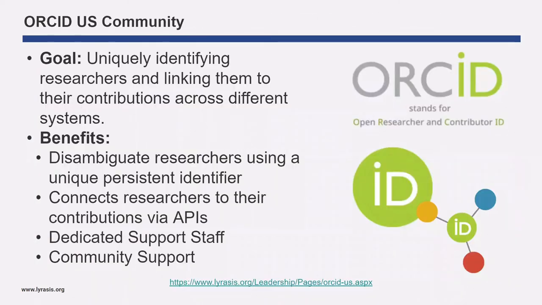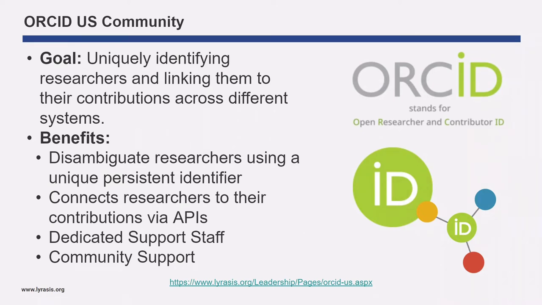Thank you, Sheila. Our first program is the ORCID US Community. ORCID US Community is a consortium of nonprofit organizations with over 150 members, including universities, medical schools, healthcare systems, and grant funding agencies. The consortium supports member organizations through dedicated support staff and resources, and provides a national community of practice for adoption and integration of ORCID, or Open Researcher and Contributor ID.